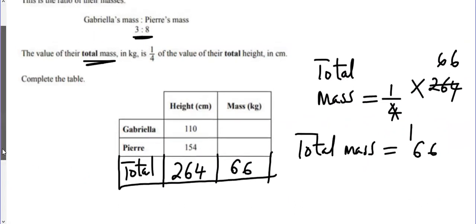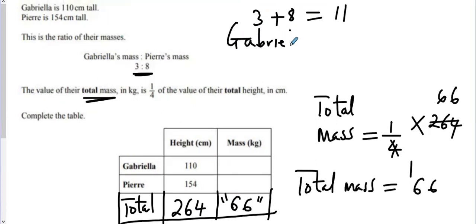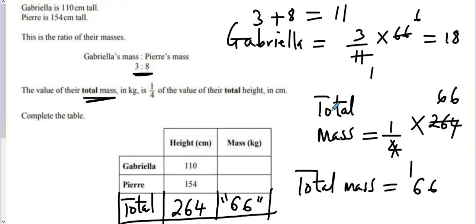Okay. So now the question says that Gabriela is 110, as you can see there. Pierre is 154, and this is the ratio of their masses. The ratio of their masses is Gabriela 3:8, and their total mass we got is 66. So what I want to do is take 3 plus 8, getting 11. So if I want to know the mass of Gabriela, I'm going to write here Gabriela equals 3/11 times 66, and this will be equal to 18.